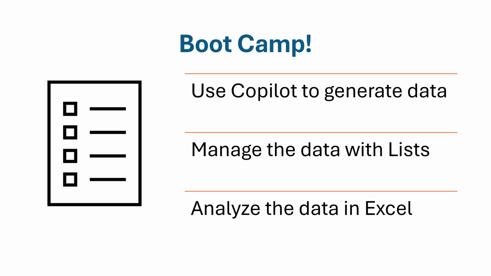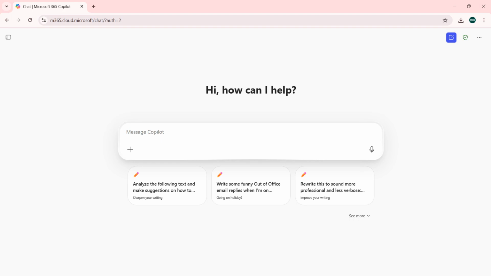As a matter of fact, we're going to use Copilot to generate some data, and then we'll manage the data with Lists. And once we've collected data in the lists, we'll analyze the data in Excel. The first thing I'll do is pull up Copilot. Now, you can run Copilot from the cloud. You can just go to office.com and Copilot should be on your home page here.